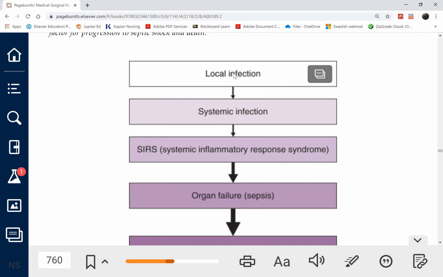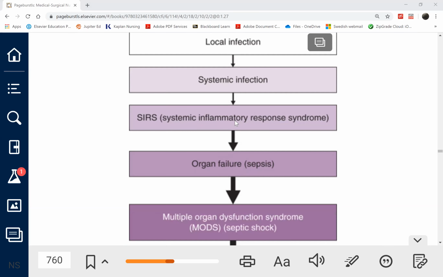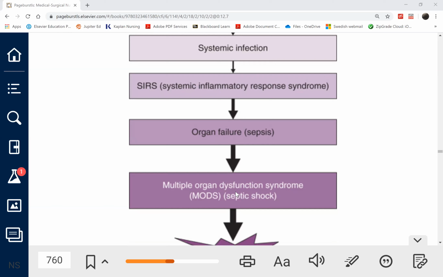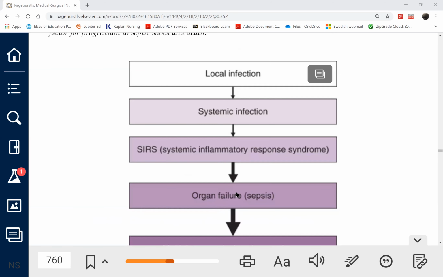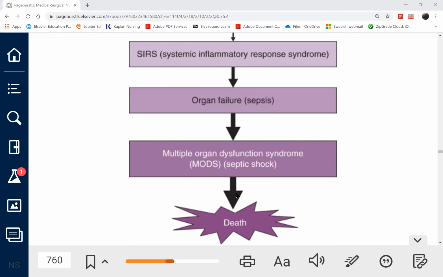Let's say, long story short, he got an infection on that pimple, and because it's in a really bad place, there's an abscess now, and then it became a systemic infection. After that, it progressed into early sepsis, which is now SIRS. Then he went into full-blown sepsis, and then septic shock, and then died. These are the stages of septic shock.